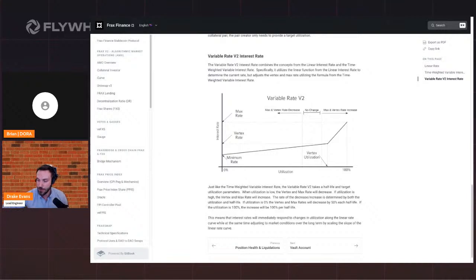Now, this term, full utilization interest, oh, you guys can't see the Etherscan, can you? Give me a second. Sorry, guys. Yeah, no, just the variable rate V2. Yeah, that's okay.